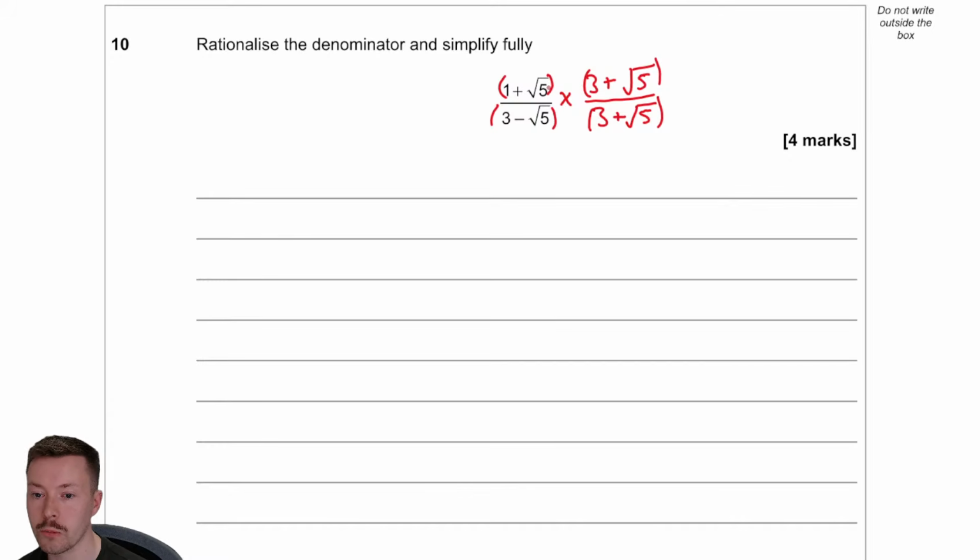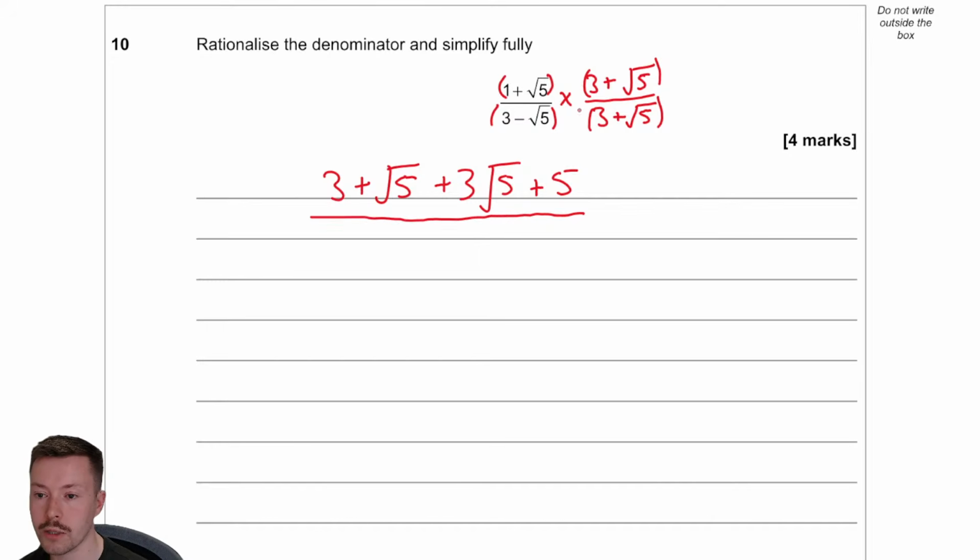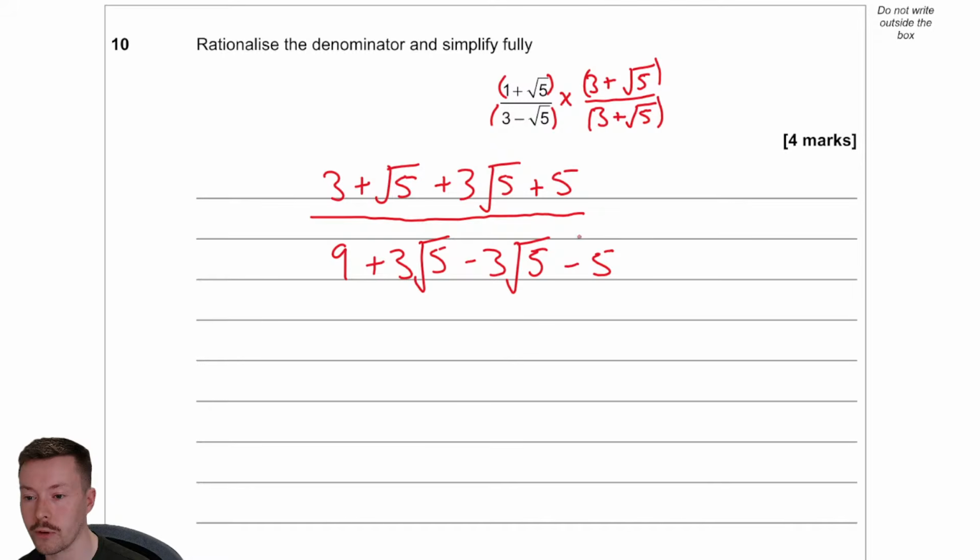On the top, 1 times 3 is 3, 1 times root 5 is root 5. Root 5 times 3 is 3 root 5. Root 5 times root 5 is 5. Now on the bottom, we're going to get 3 times 3 is 9. 3 times root 5 is 3 root 5. Minus root 5 times 3 is minus 3 root 5. Minus root 5 times root 5 is minus 5.